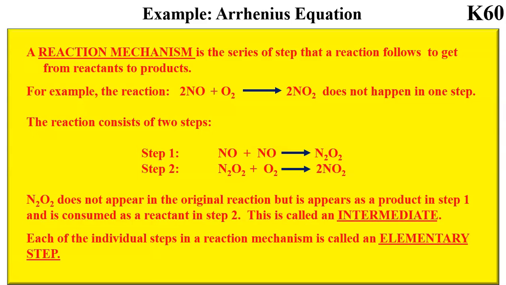So N2O2 does not appear in the original reaction, but it appears as a product in step 1 and is consumed as a reactant in step 2. This is called an intermediate. So an intermediate appears as a product in the middle of the reaction and disappears before the reaction is over. And each of the individual steps of this reaction mechanism is called an elementary step.